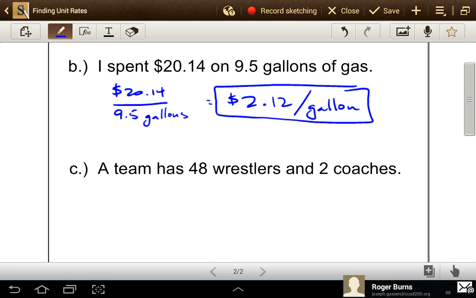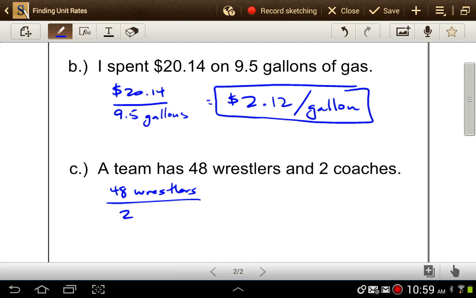Okay? C, a team has 48 wrestlers and 2 coaches. I could figure out how many coaches I have per wrestler, but that would be very weird. It would be wrestlers per coach. So I'm going to do 48 wrestlers divided by 2 coaches. 48 divided by 2 is 24. 24 wrestlers per coach. That's it.